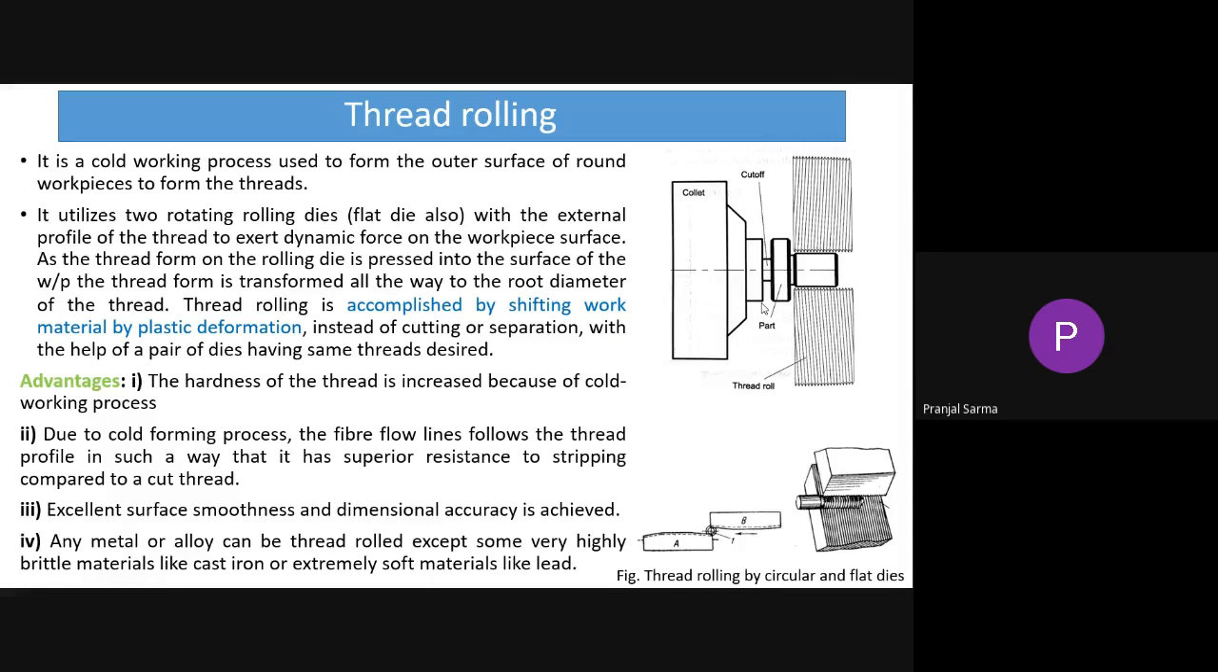We are not actually getting any wastage. So what basically happens in thread rolling is that it is accomplished by shifting the work material by plastic deformation, just like in the case of the rolling operations that we have seen. Plastically, we are exerting a highly compressive force through the help of this particular roll.